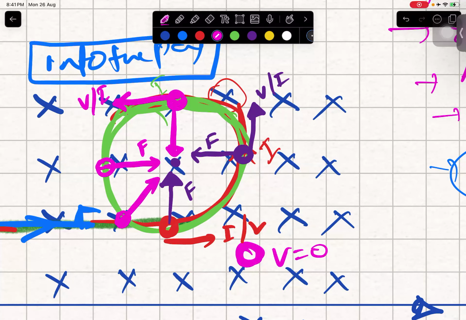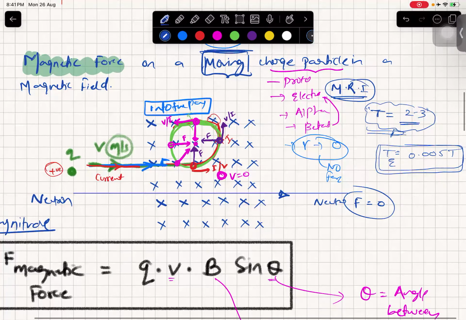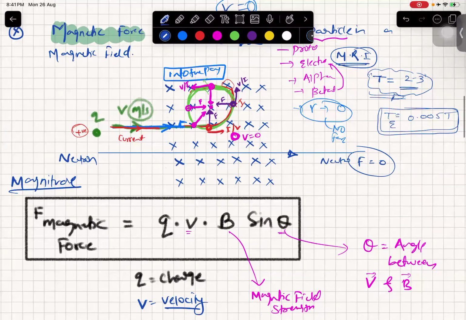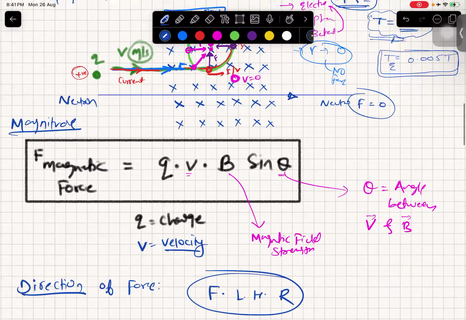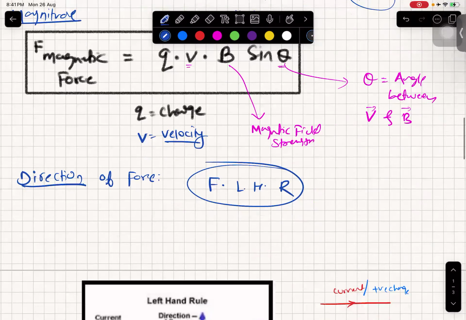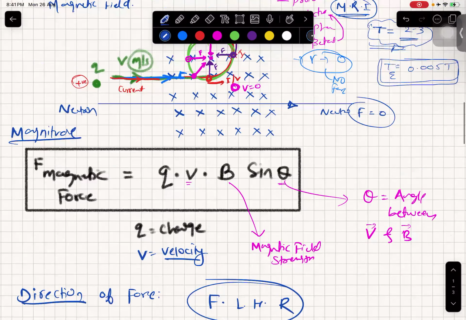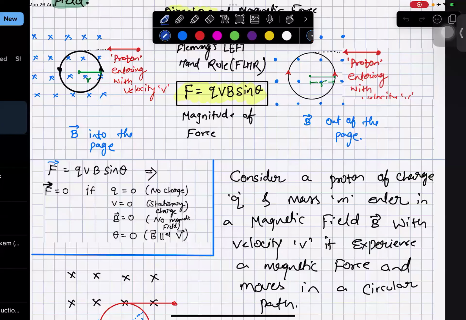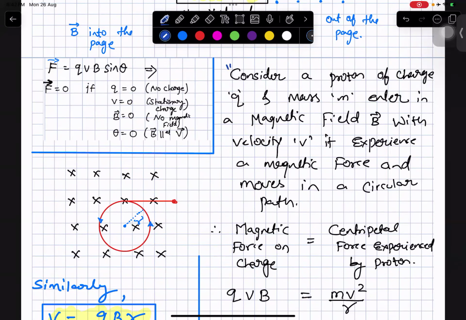Can you recall which net force acts toward the center? Centripetal force, right? So I'm going to say that a moving charged particle in a magnetic field moves in a circular path, and that provides a centripetal force. Did you understand this? So a moving charged particle in a magnetic field provides a centripetal force because it is continuously turning. Let's look at this, I've written it over here.